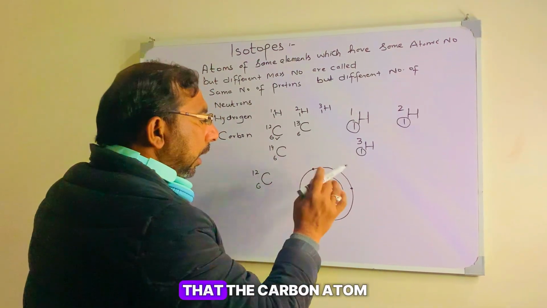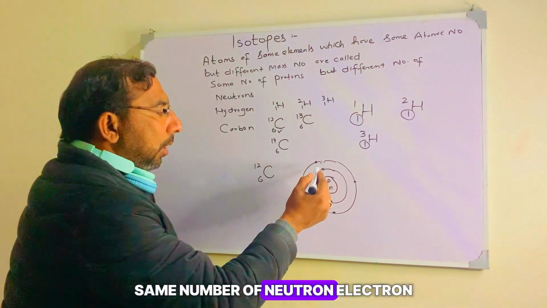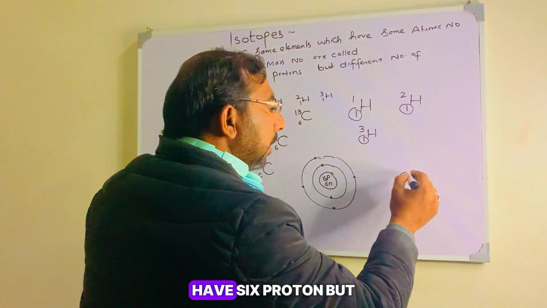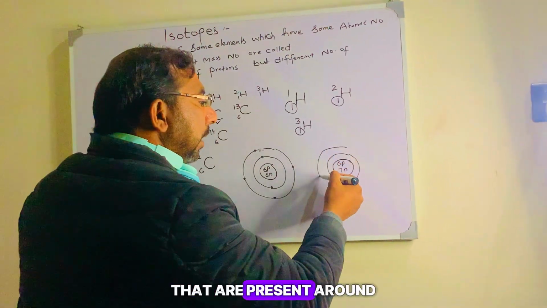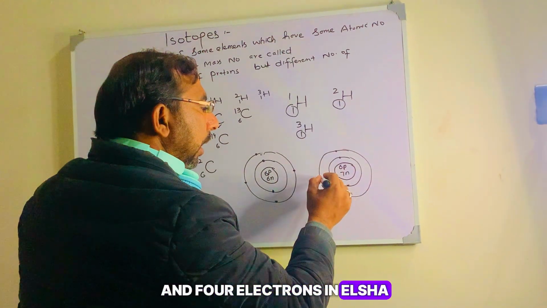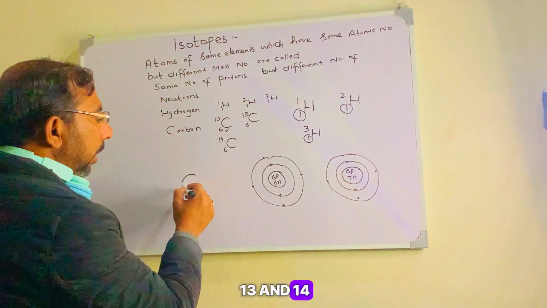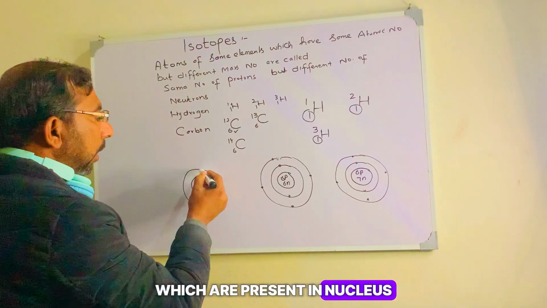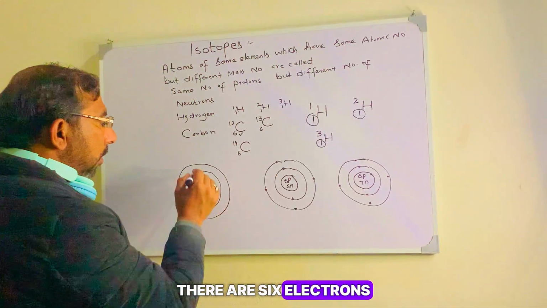Now the carbon atoms have the same number of protons and electrons, but a different number of neutrons. Carbon-13 has 6 protons but 7 neutrons, and the same number of electrons around the nucleus, 2 in the K shell and 4 in the L shell. If I draw the diagram of carbon-14, it has 6 protons but 8 neutrons in the nucleus, and around the nucleus there are 6 electrons.